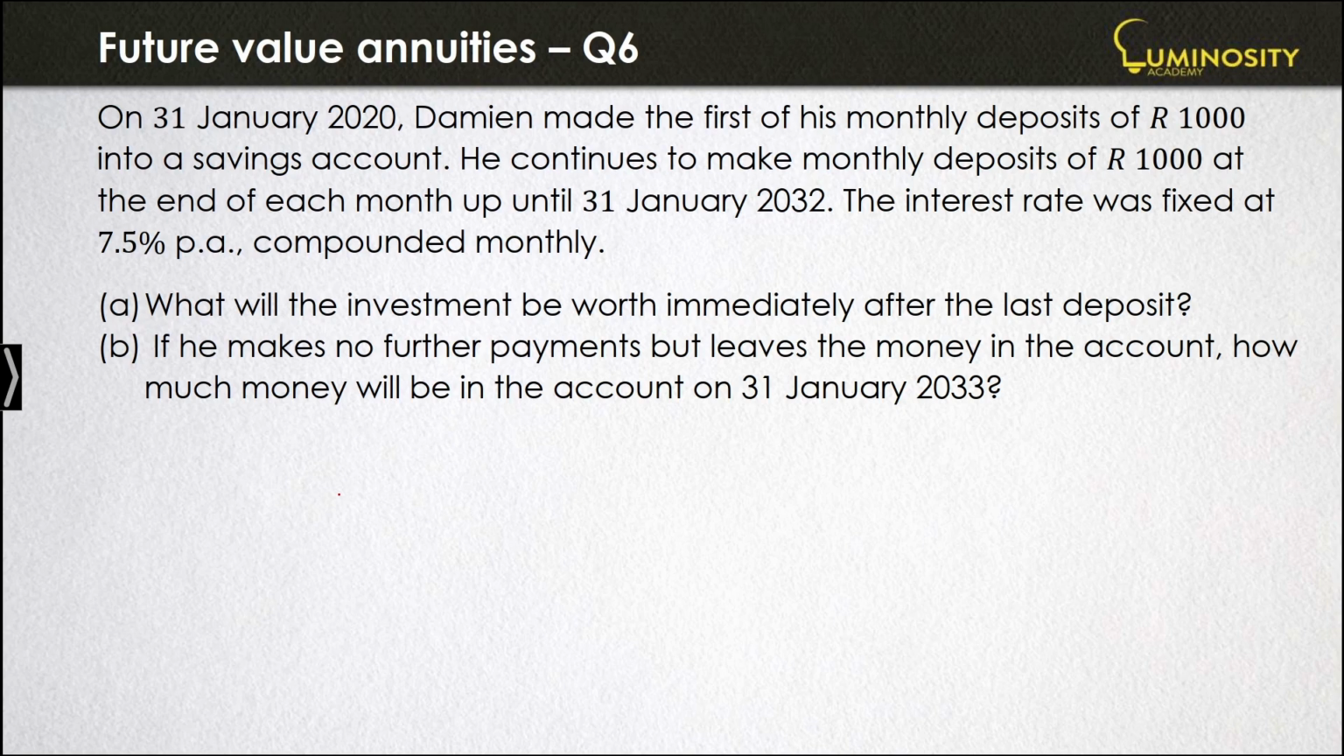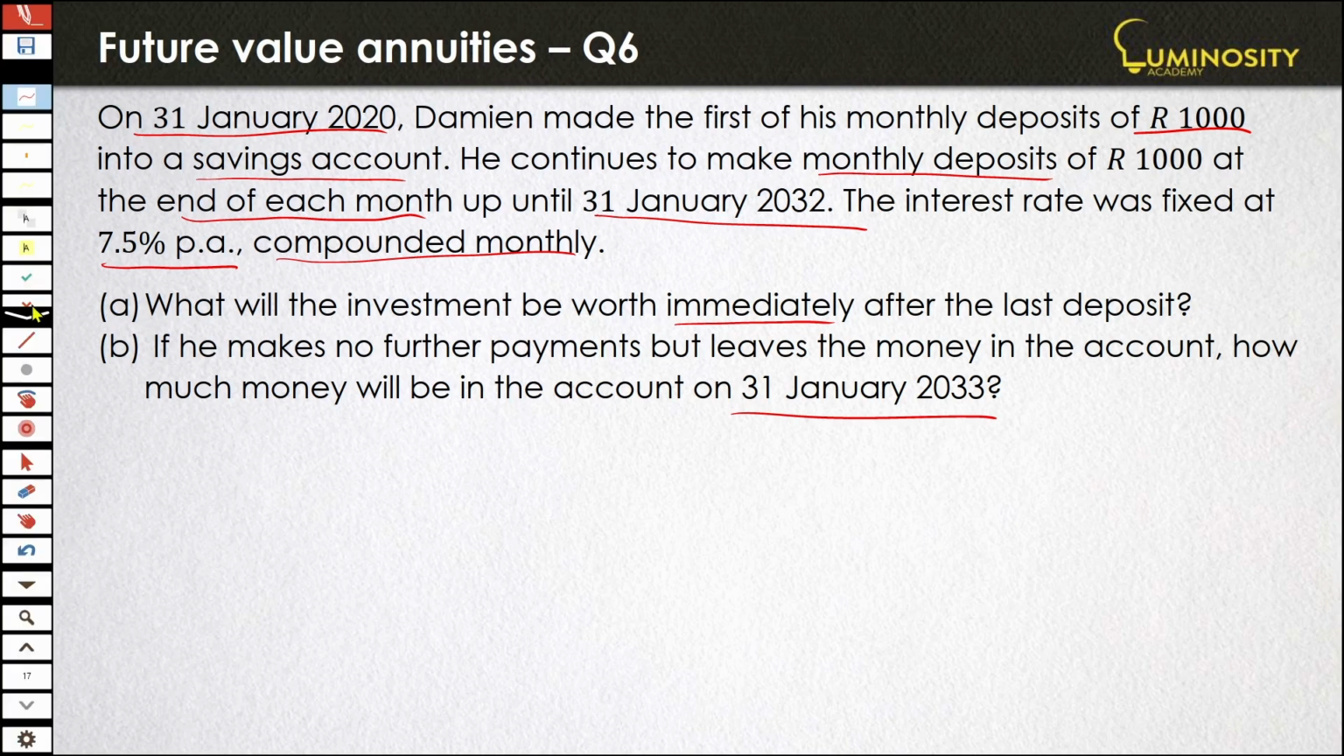On 31st January 2020, Damien made the first of his monthly deposits of R1,000 into a savings account. Okay, so on that date, that's the first payment he makes. He continues to make monthly deposits of R1,000 at the end of each month up until 31st January 2032. The interest rate was fixed at 7.5% per annum compounded monthly. What will the investment be worth immediately after the last deposit? And if he makes no further payments but leaves that money in the account after 31st January 2032, how much money will be in the account on 31st January 2033?